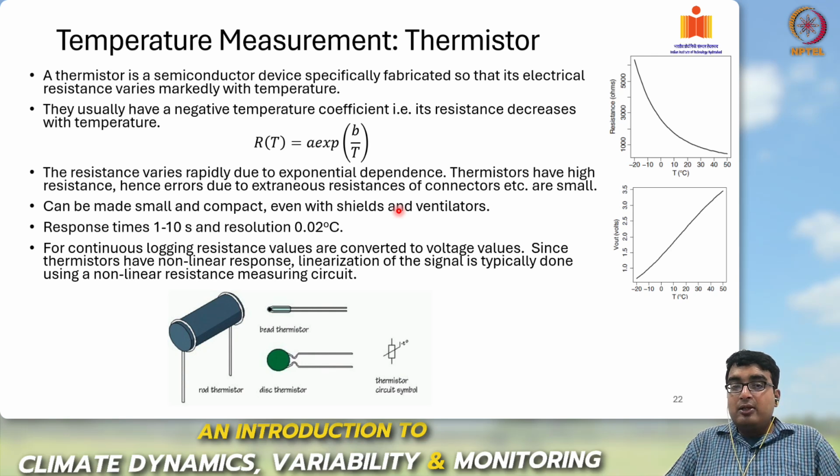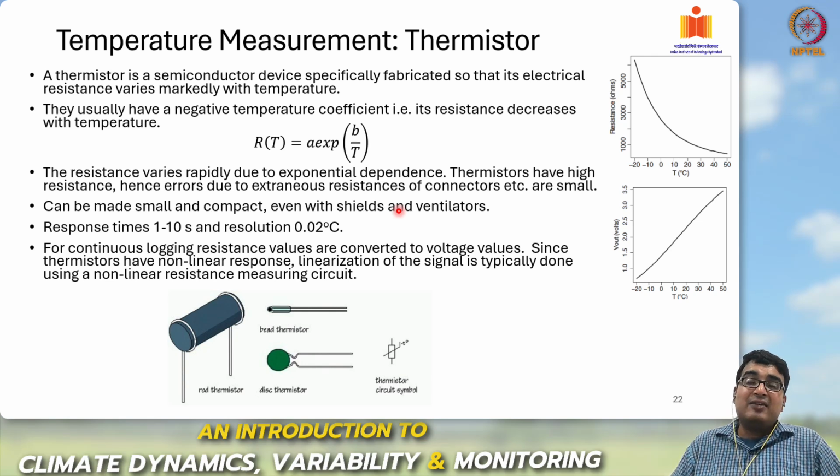For continuous logging, resistance values are converted to voltage values. Remember, your DAS, data acquisition systems, usually prefer voltage values. These are more easily convertible. So, there is a resistance to voltage converter, then these voltage values are used to store the data.